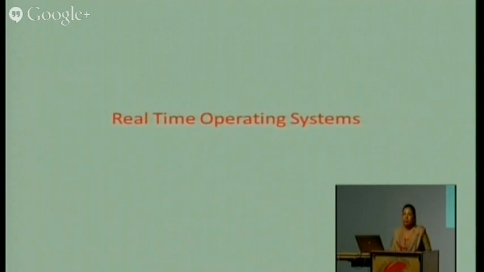Now, what is a real-time operating system? How is it different from a general-purpose operating system? General-purpose operating systems are Windows and Linux. These are your general-purpose operating systems, for example Windows XP, Windows 7, and many more.